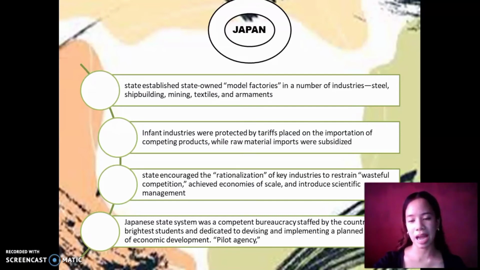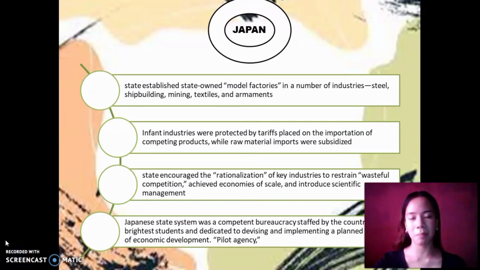So, mauna ni pod siya na the Japanese state system was a competent bureaucracy staffed by the country's brightest students and dedicated to devising and implementing a planned process of economic development. So one way for Japan to develop a state is by depending on their own people. So there are students who were capable enough to give changes to its state. So mauna ni nag-rise ang pilot agency. So it was supported by the MITI, or Japan's Ministry of International Trade and Industry.